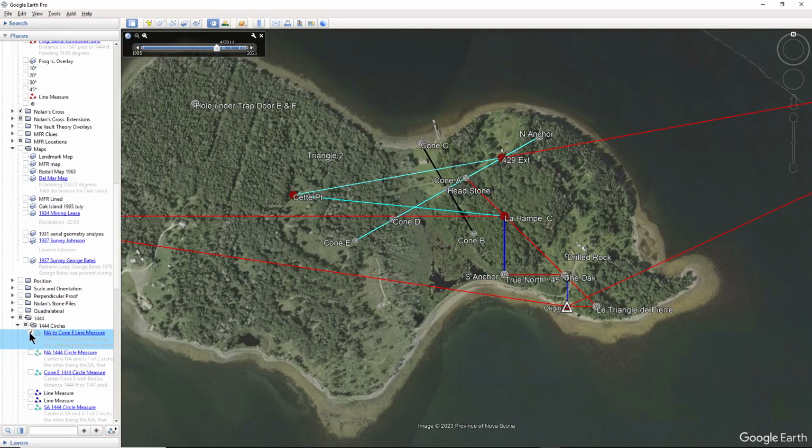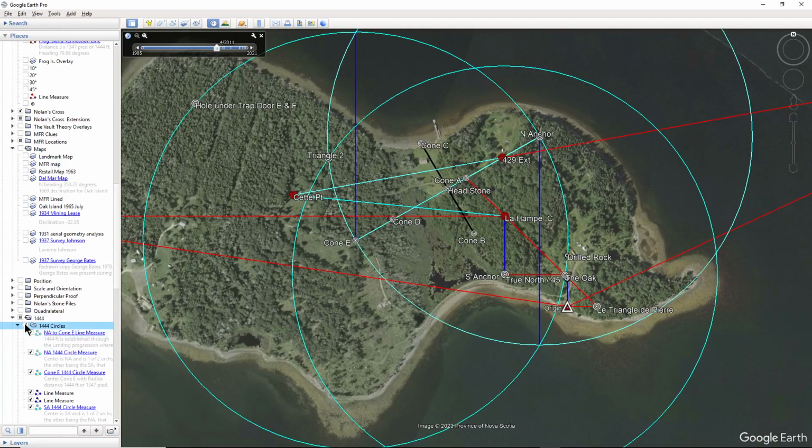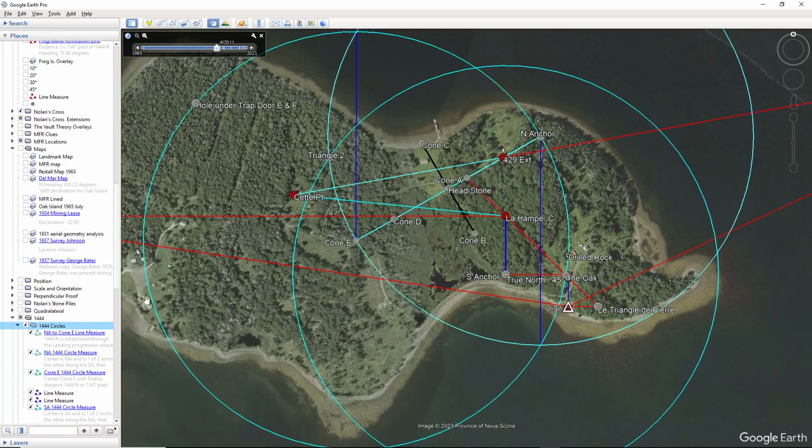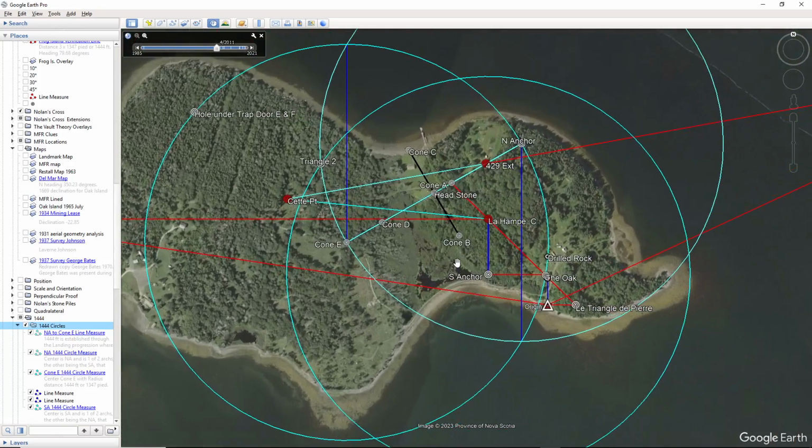So that's the circles, and these are the circles of Oak Island and how they relate to the geometry that is on the Zena-Halper map, decoding the Zena-Halper map.